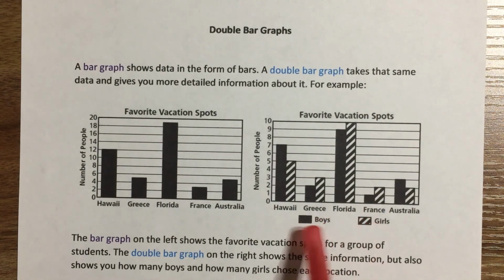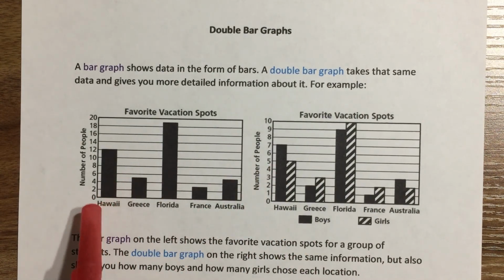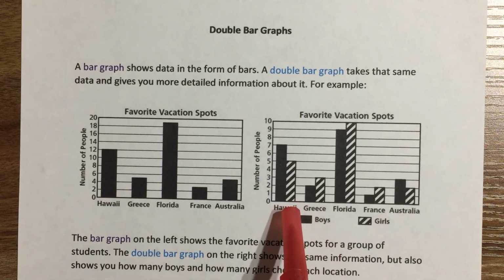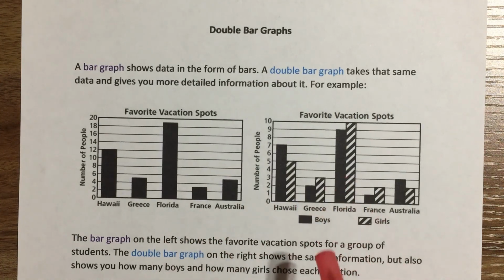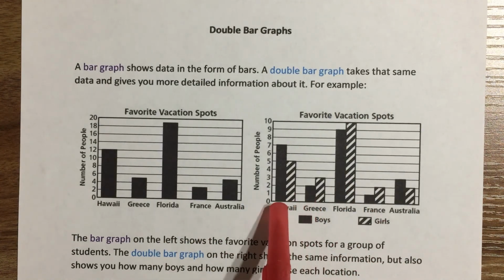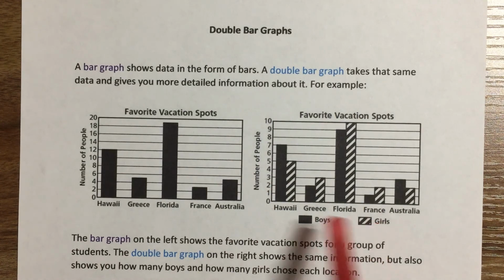It's very important that you notice we have a key down here that tells us what each of those bars, what the color, stands for. The black bar is for the choices that the boys made: how many boys chose Hawaii, versus the striped bar, which is how many girls chose Hawaii. It takes the same information we had over here. It tells us 12 people chose Hawaii. Over here, it gives us a more detailed breakdown of that 12: 7 boys chose Hawaii and 5 girls chose Hawaii.